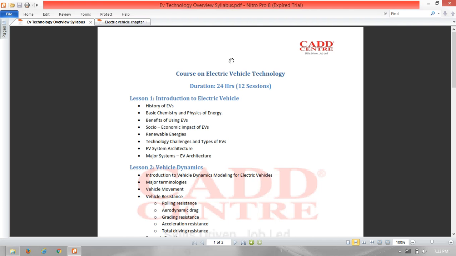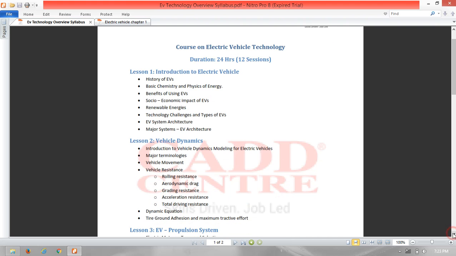Today we are going to see a course on EV technology, that is electric vehicle technology, which is of 24 hours duration. In this we will see the different chapters to be covered in this EV technology. It is an overview of EV technology, and there are different modules to be added for the next part of an EV as well, that is battery technology and a few later on. Now we will see the different chapters which will be included in this EV technology.